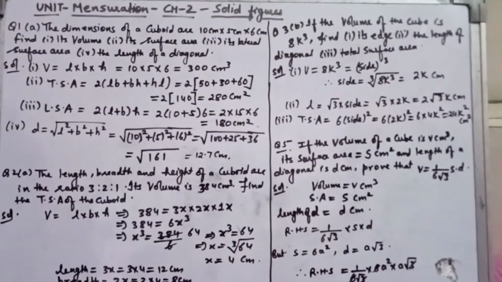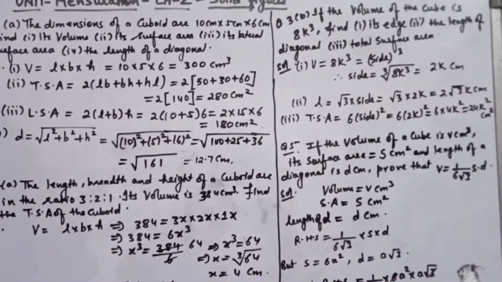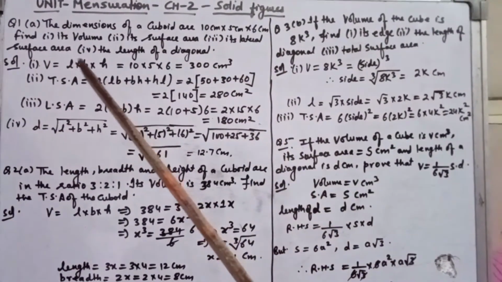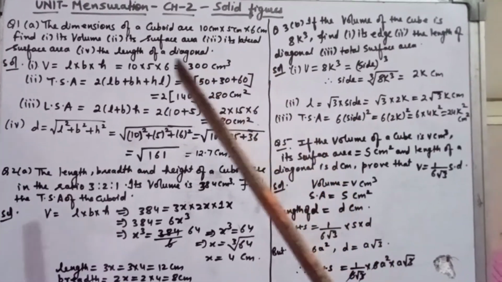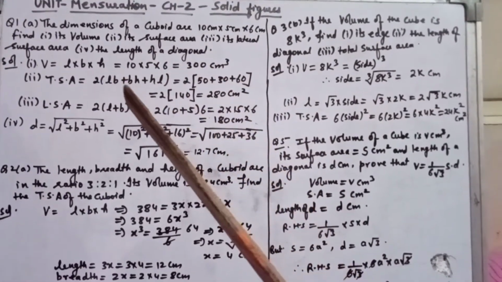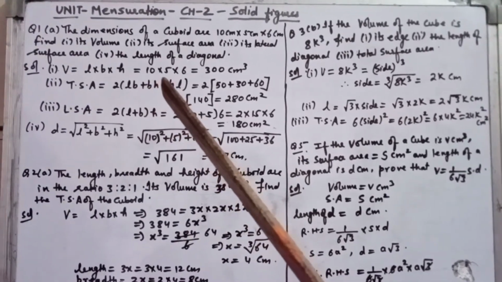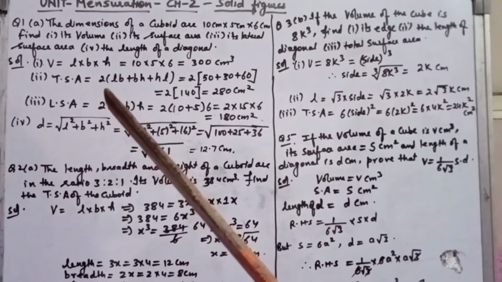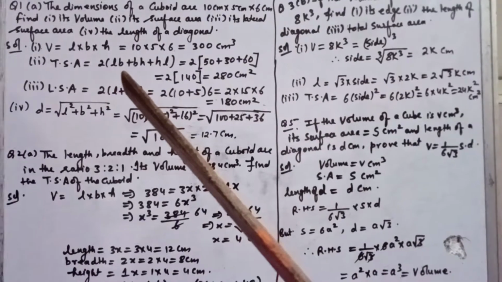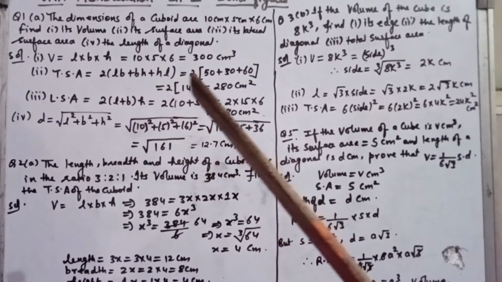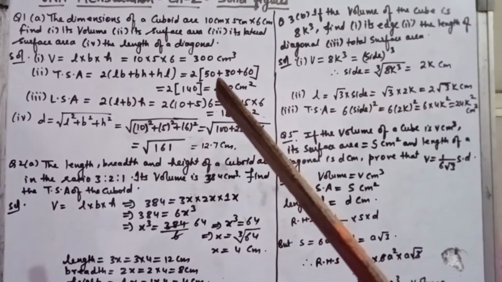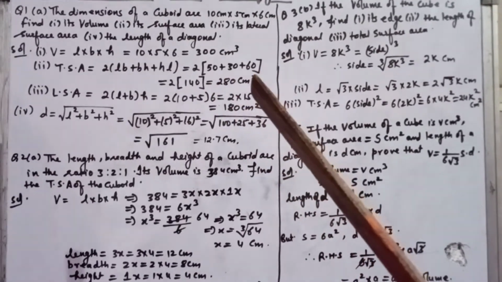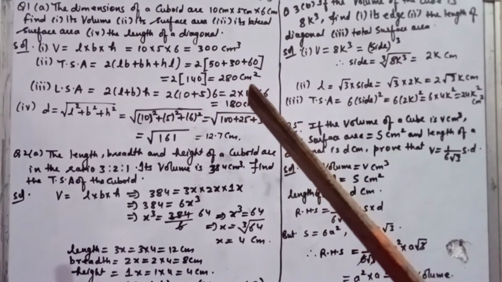Now student, we see question number 1 of the exercise. The dimensions of a cuboid are given, which are 10 centimeter into 5 centimeter into 6 centimeter. Find its volume, its surface area, its lateral surface area and the length of diagonal. Formula of volume is length into breadth into height. 10 into 5 into 6 is 300 centimeter cube. Total surface area, TSA, is equal to 2 bracket L into B plus B into H plus H into L. So 10 into 5 is 50, 5 into 6 is 30 and 6 into 10 is 60. 50 plus 30 plus 60 is 140, multiply by 2 is 280 centimeter square.